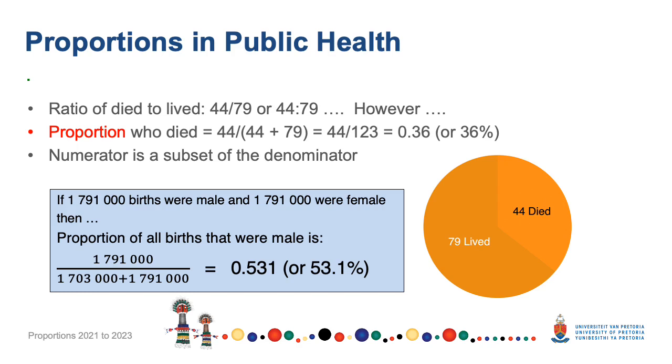Another example, if 1.79 million births were male and 1.79 million were female, then the proportion of births that were male is 1,791,000 over, and then at the bottom you must add together the males and the females. And so that comes to 0.531, or if you want it as a percentage, 53%. The proportion is 0.531. The percentage is 53%. I hope that's clear.